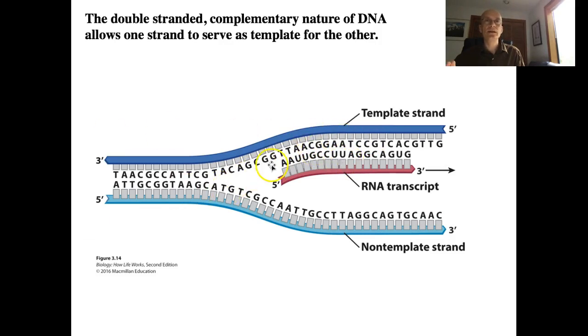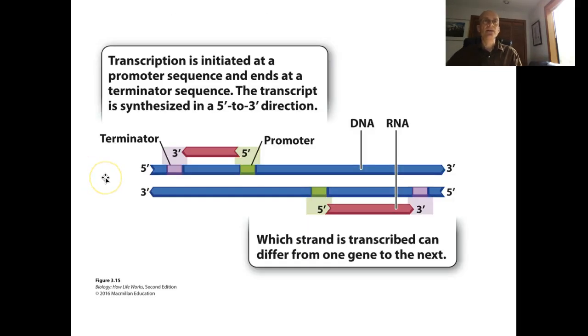All right, so now we have our DNA being opened up. We have RNA being produced starting at the 5' end, going to the 3' end. And transcription is always initiated at a region in eukaryotic genes. We'll talk about what eukaryotes and prokaryotes are in just a few minutes.